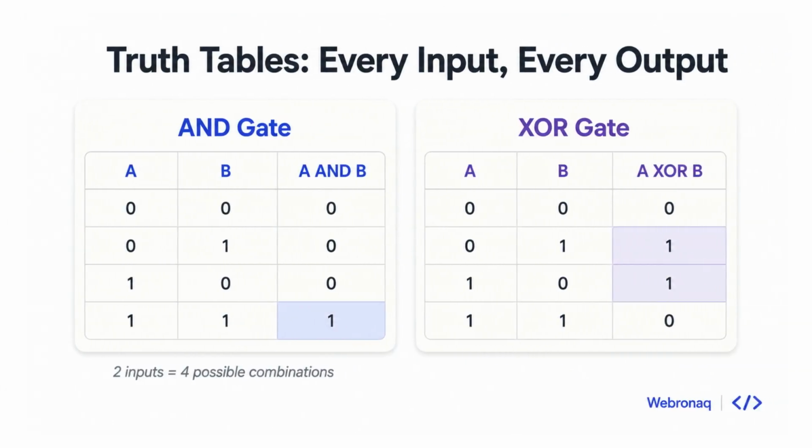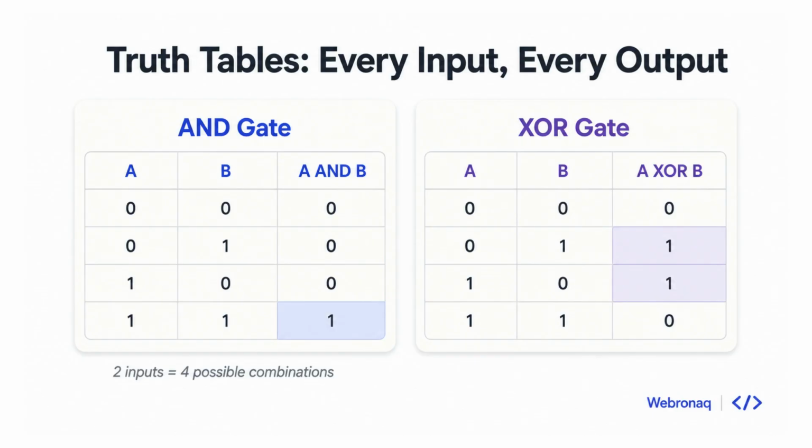A truth table is a simple but powerful tool. It lists every possible combination of inputs and shows the output for each one. With 2 inputs, A and B, you always get exactly 4 rows, 0 0, 0 1, 1 0, and 1 1. That is 2 raised to the power of 2. Look at the AND gate table. Only the last row, where both A and B equal 1, produces an output of 1. Every other combination gives 0.